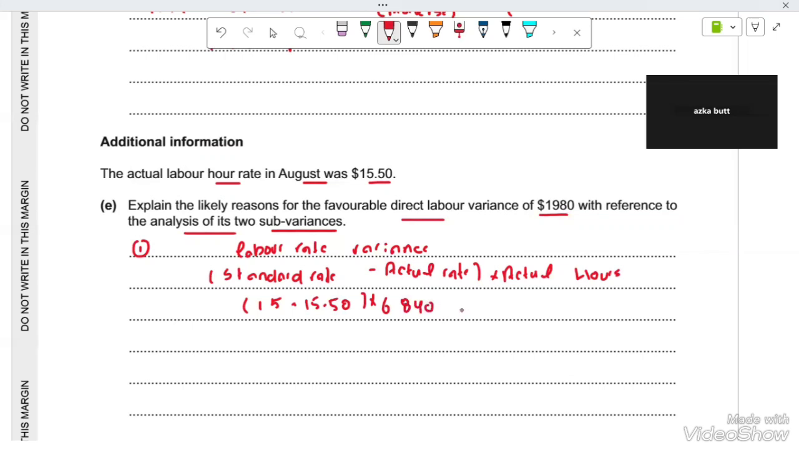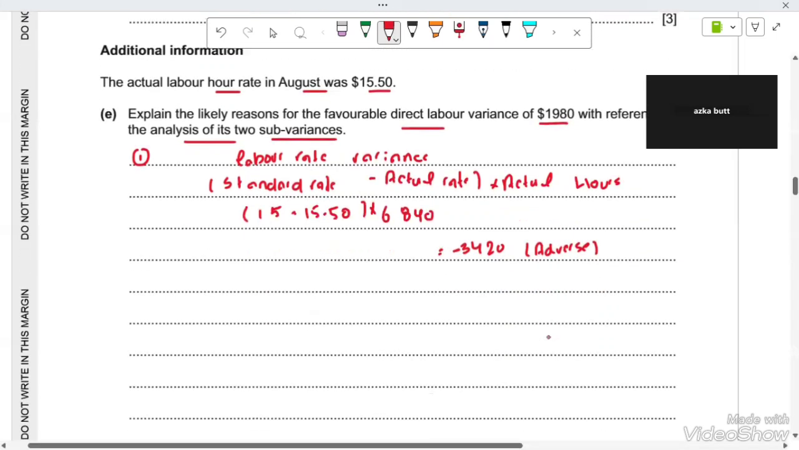So this will give you the answer, which is 3,420 in minus. So this is basically an adverse labor rate variance. The company paid $0.50 more per hour than planned. So this resulted in a 3,420 adverse variance. A higher rate basically increases the cost.